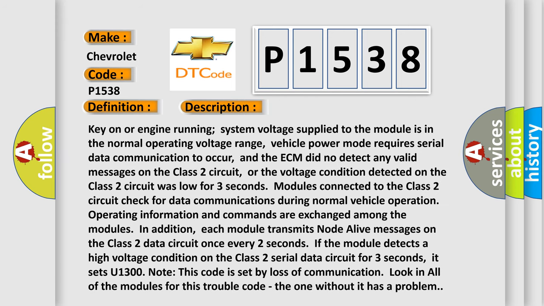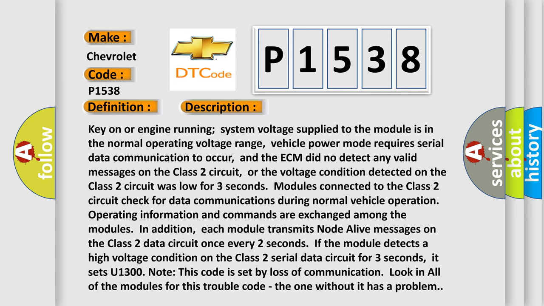Key on or engine running, system voltage supplied to the module is in the normal operating voltage range. Vehicle power mode requires serial data communication to occur, and the ECM did not detect any valid messages on the class 2 circuit, or the voltage condition detected on the class 2 circuit was low for 3 seconds. Modules connected to the class 2 circuit check for data communications during normal vehicle operation. Operating information and commands are exchanged among the modules. In addition, each module transmits node alive messages on the class 2 data circuit once every 2 seconds.